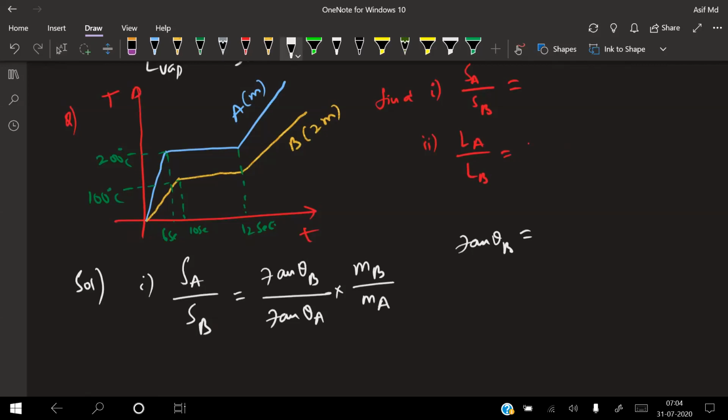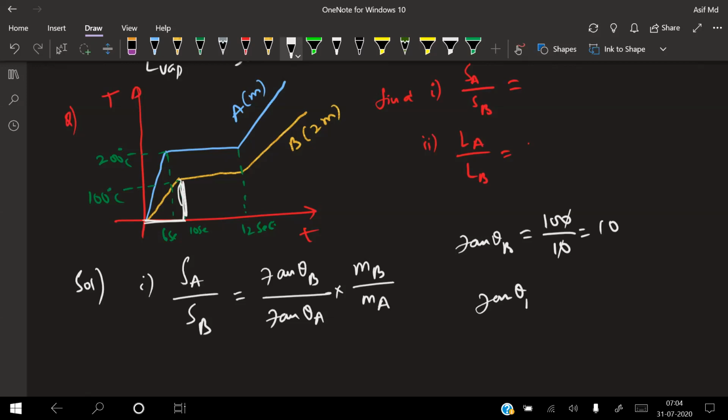Y-axis is 100. This is the y-axis. And the x-axis, how much for me? From here to here, this is the x-axis. That is nothing but 10. This one gets cancelled, so tan theta value is 10.